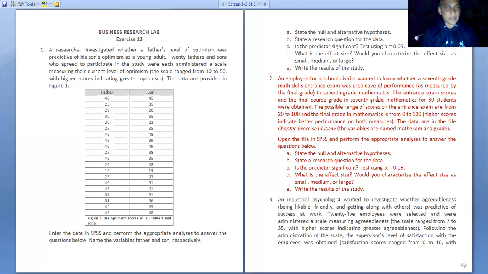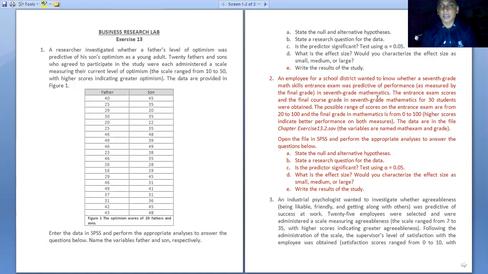In that case, we all know we have two variables. Both variables are in scale form or continuous form. The independent variable is known as the predictor variable, which is predicting the values of the criterion or the dependent variable. Let's read question two first.